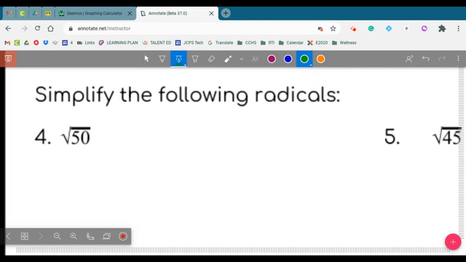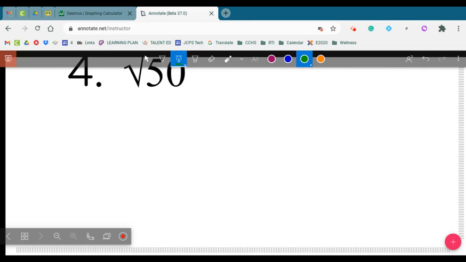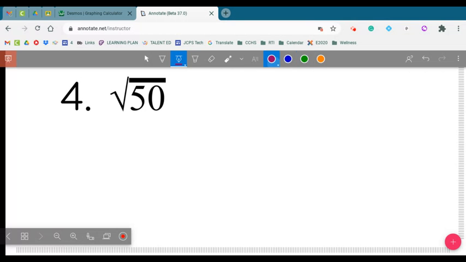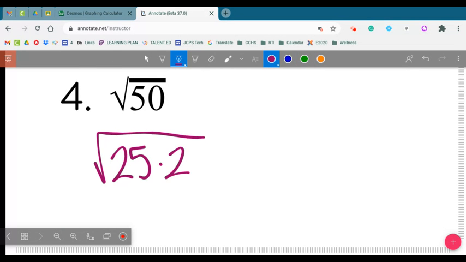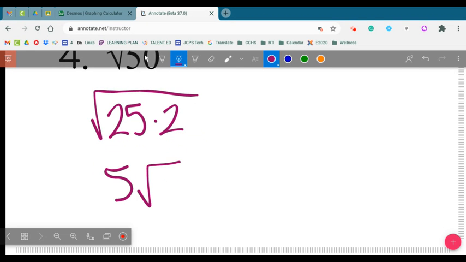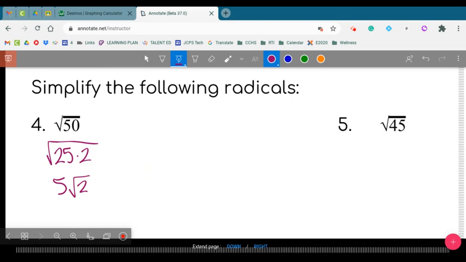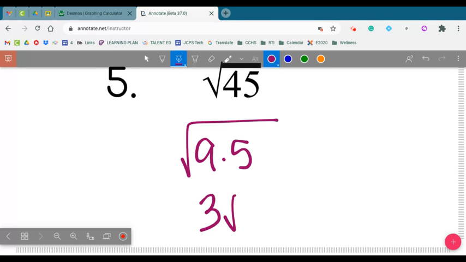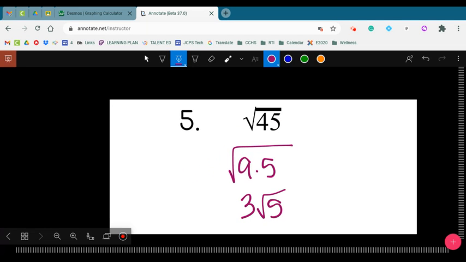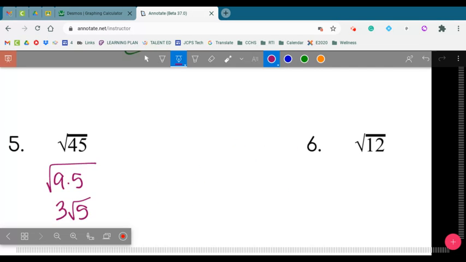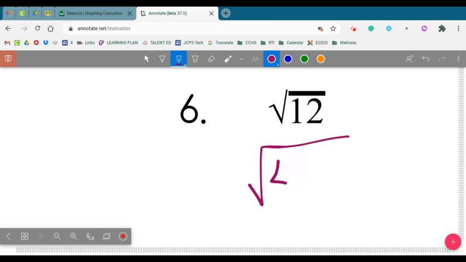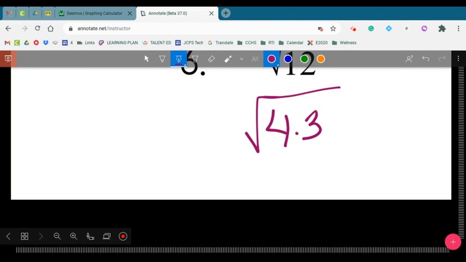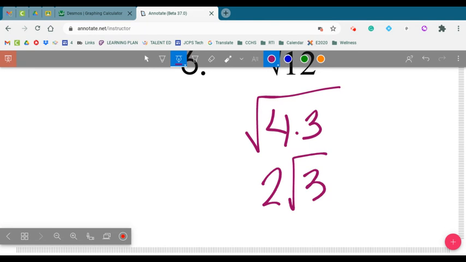Okay, going down to simplifying our radicals. Square root of 50. You're going to have square root of 25 times 2, which is going to give you 5 square root of 2. Square root of 45 is going to be 9 times 5, which is 3 square root of 5. And the last one is 12, which is square root of 4 times 3. Square root of 4 is 2, so it's going to be 2 square root of 3.